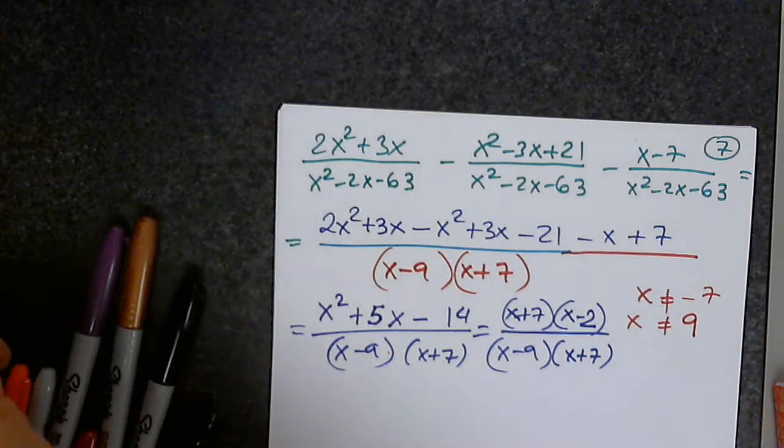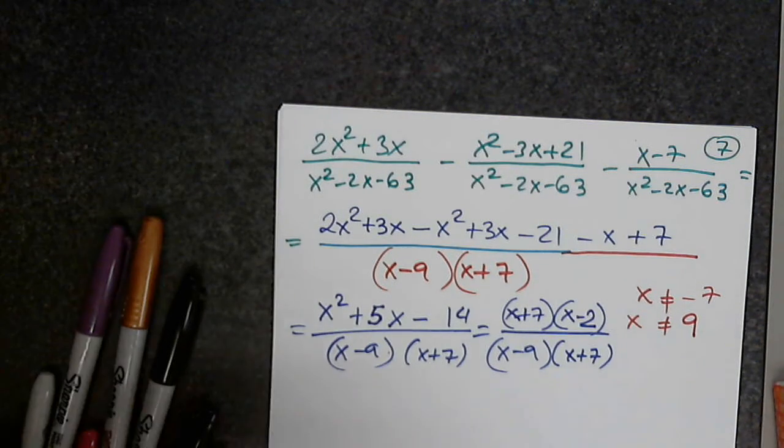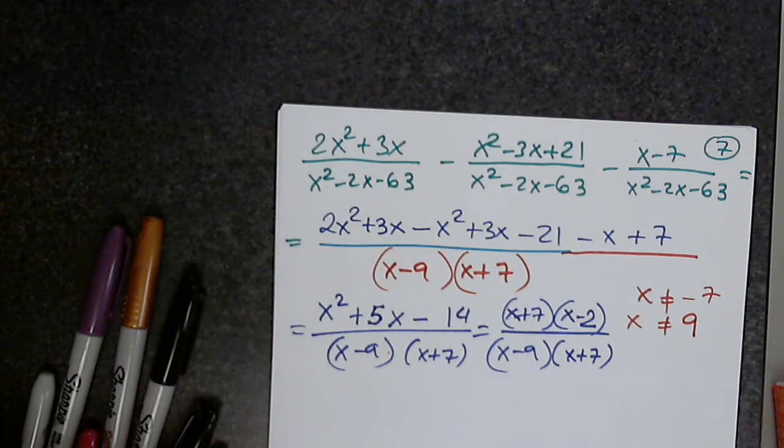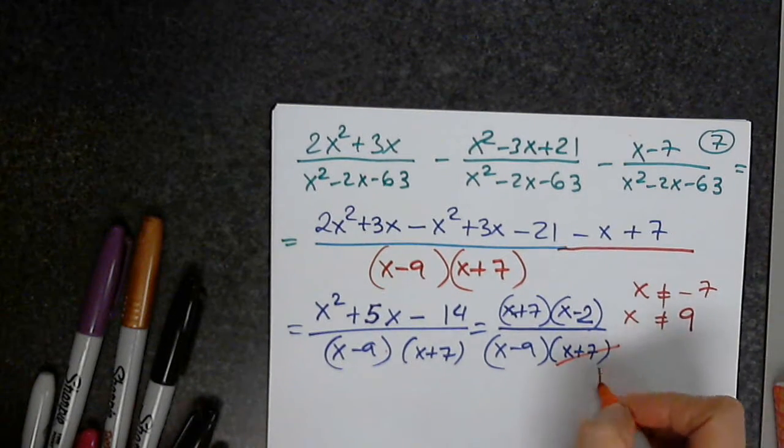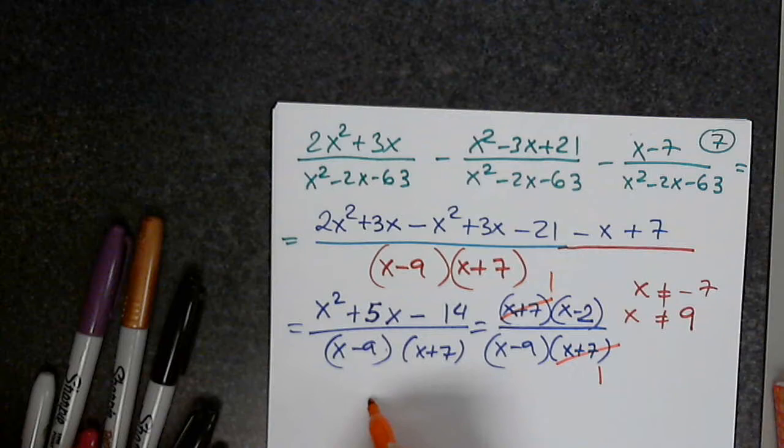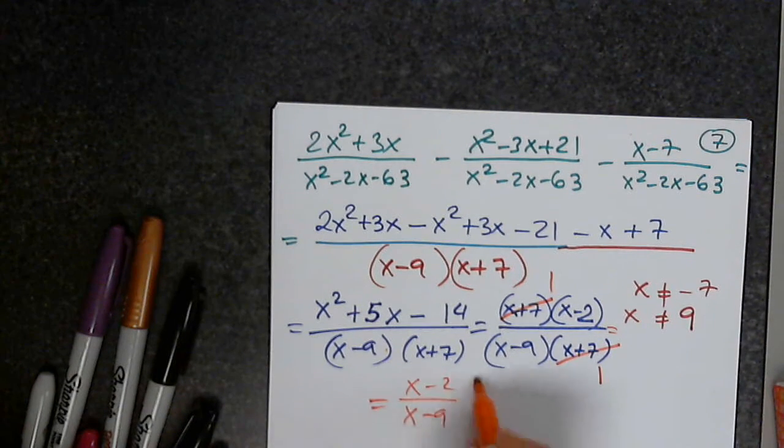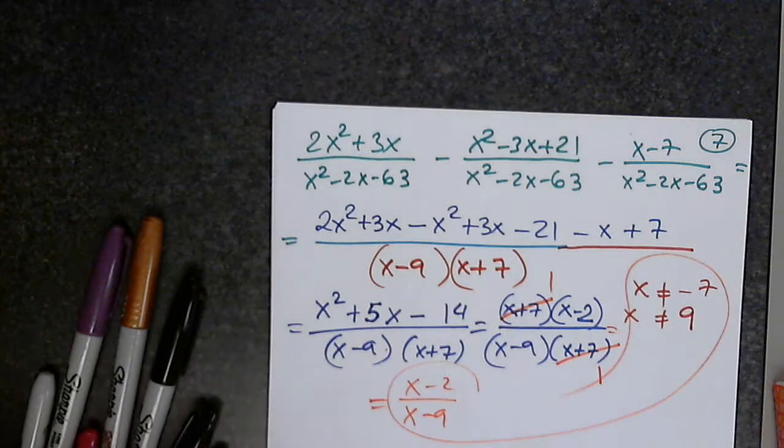Now I'm asking myself, can I further simplify? Because I haven't simplified anything yet. And the answer is? Yeah. By factoring out that x plus 7. Good. So then the final form is x minus 2 over x minus 9, assuming all conditions are fulfilled.